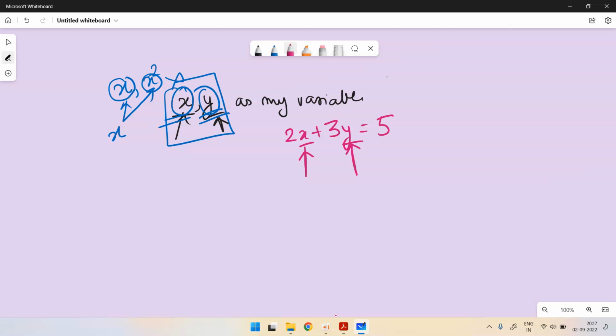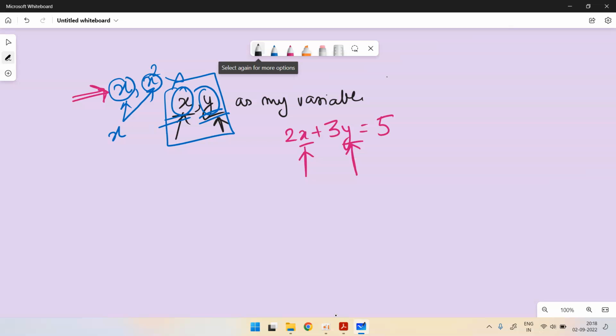Now why do we switch to two variables? Why are we not happy with a single variable? It is because not every expression can be written in one variable, or even if it is written, it is very difficult to write that equation.